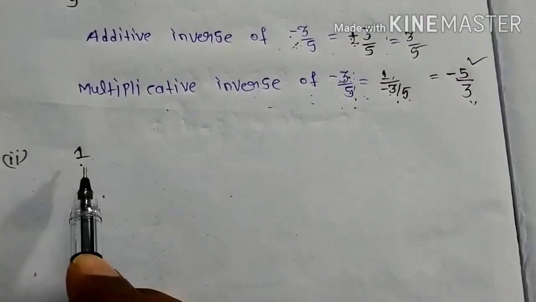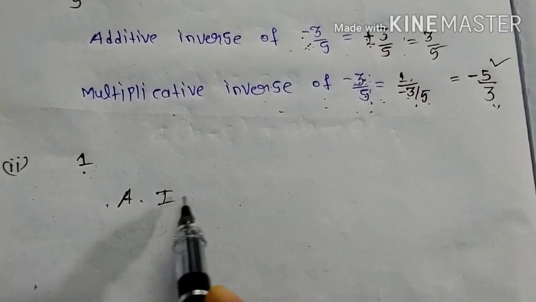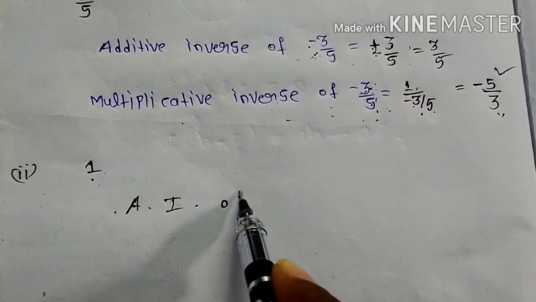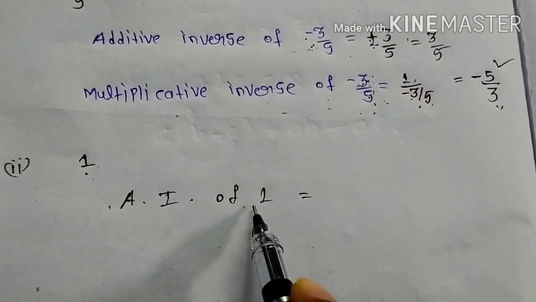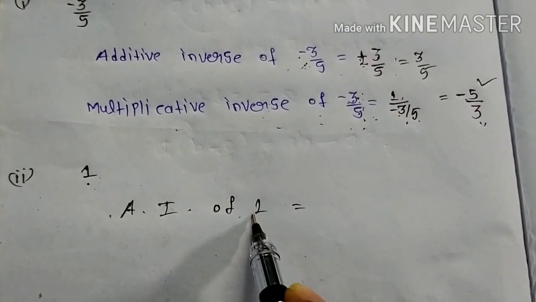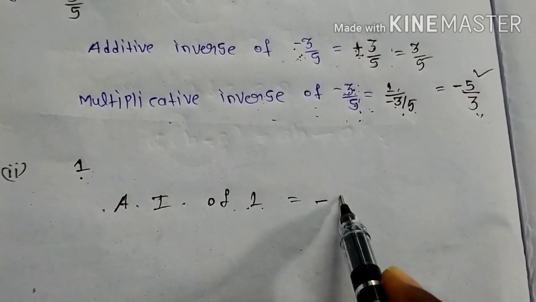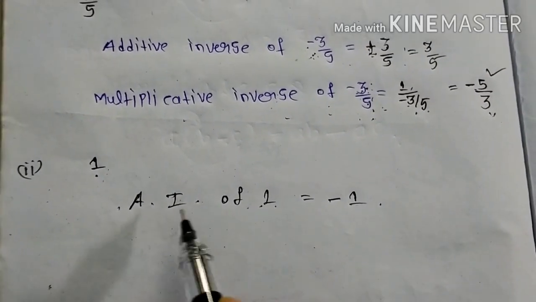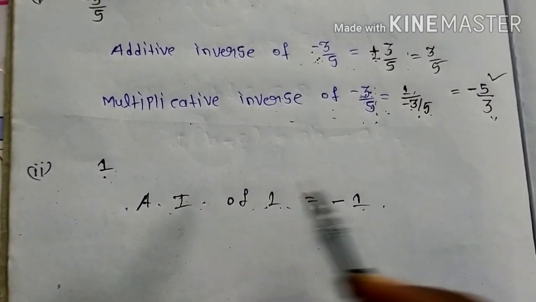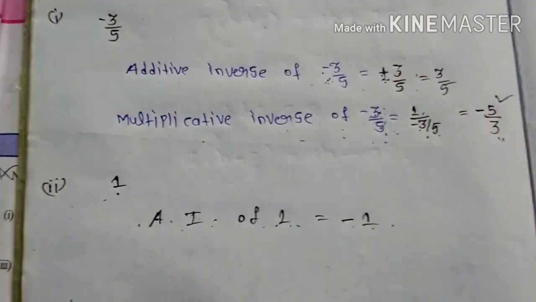Next, what is the additive inverse? The additive inverse of 1: here 1 is a positive integer. If it is positive, you write it as negative; if it is negative, you write it as positive. That means the additive inverse of 1 is minus 1 only. If it is plus 1, you write minus 1. If it is minus, you write plus 1.